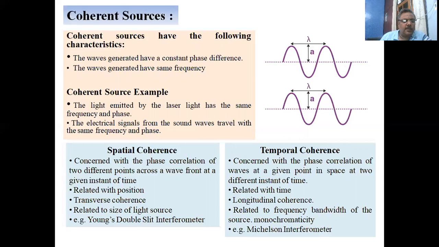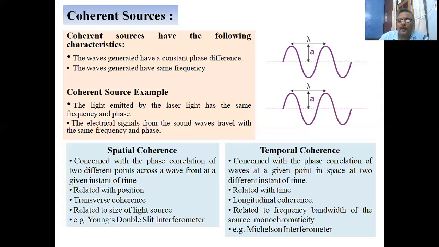Spatial coherence is concerned with the phase correlation of two different points across a wavefront at a given instant of time. At a particular time, we are examining the coherence of the two waves. The space can be different. It is related to position and it is also called transverse coherence. It is related to the size of the light source, and the application is in Young's double slit experiment. We will study it later on.